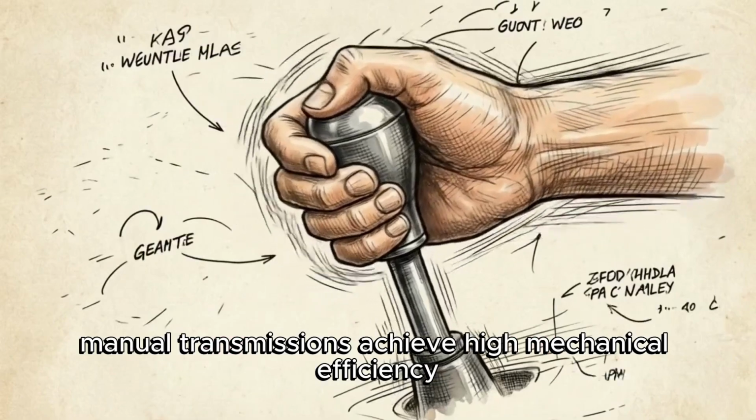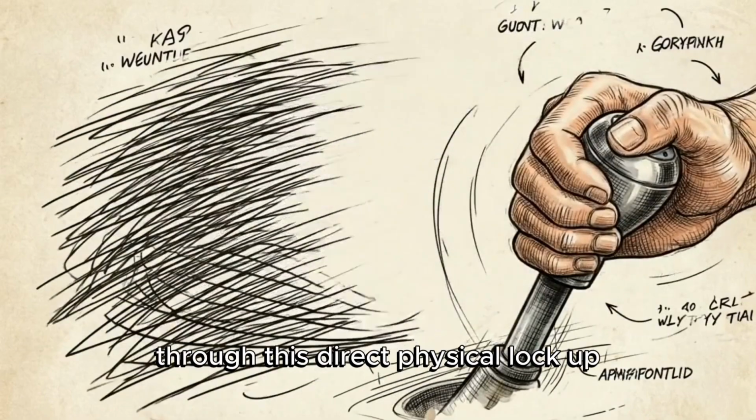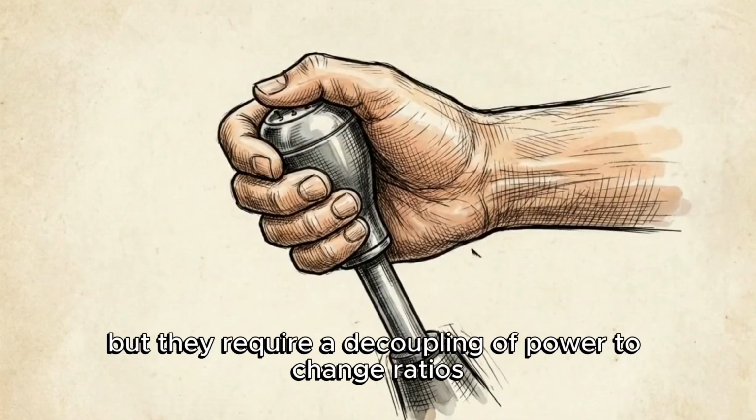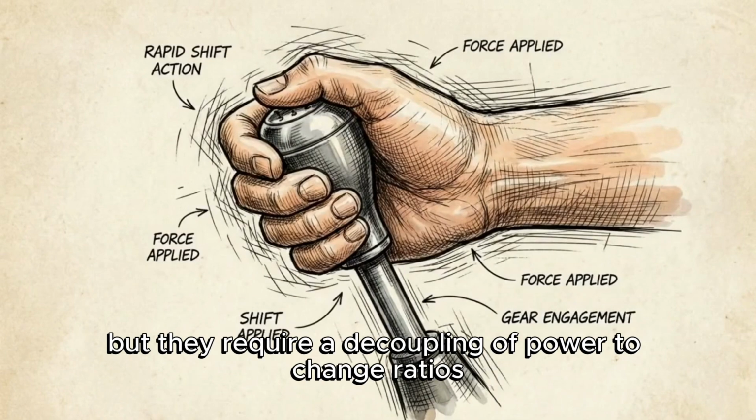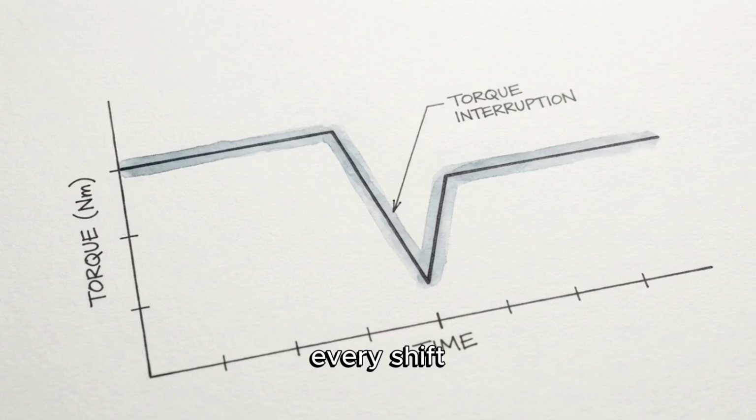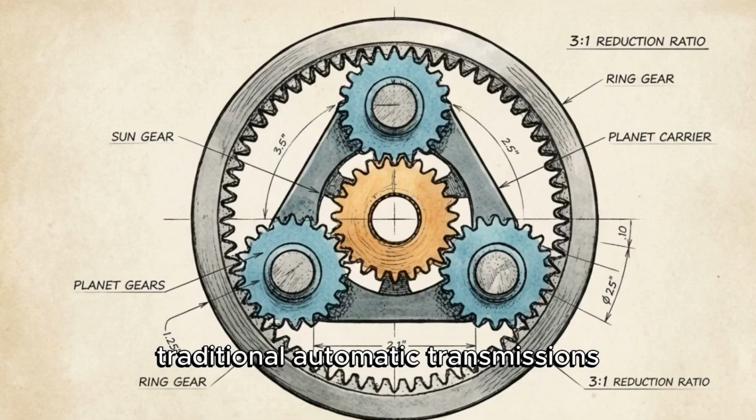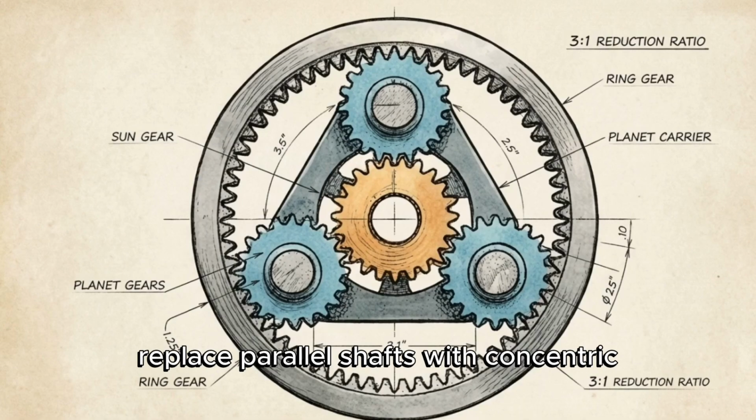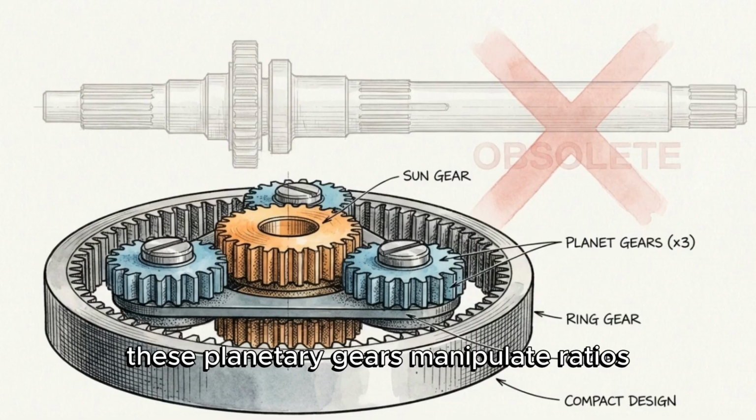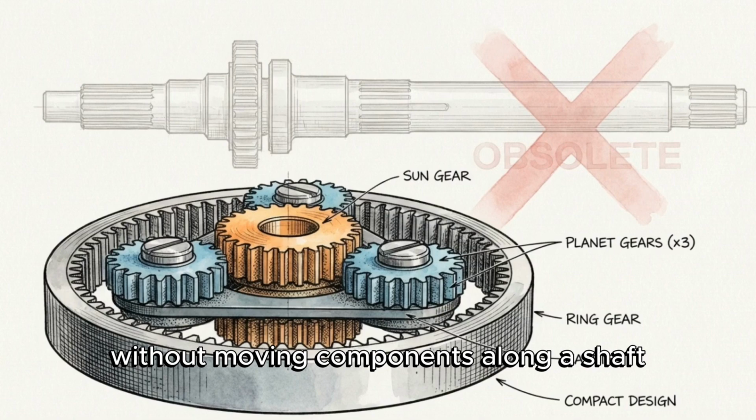Manual transmissions achieve high mechanical efficiency through this direct physical lockup, but they require a decoupling of power to change ratios. Every shift necessitates a momentary interruption in torque. Traditional automatic transmissions replace parallel shafts with concentric epicyclic gear sets. These planetary gears manipulate ratios without moving components along a shaft.